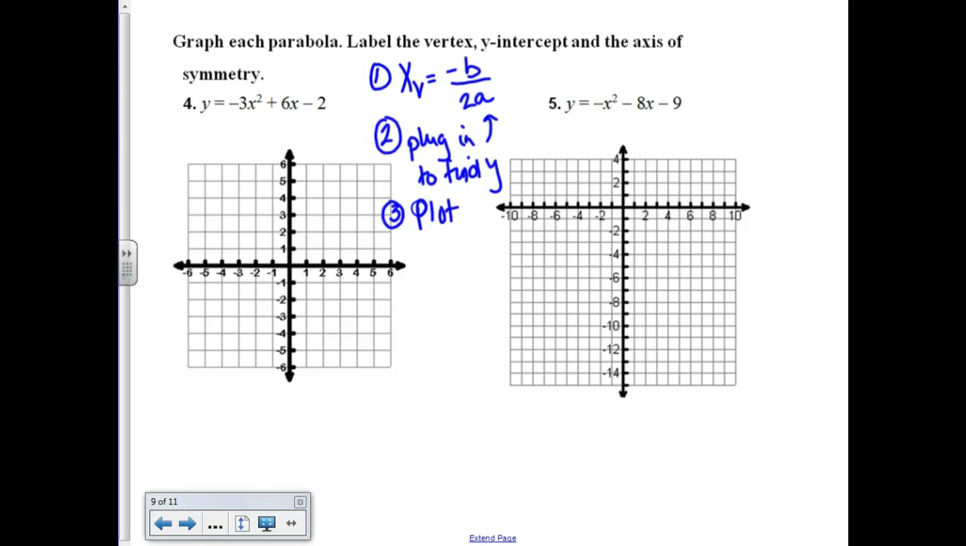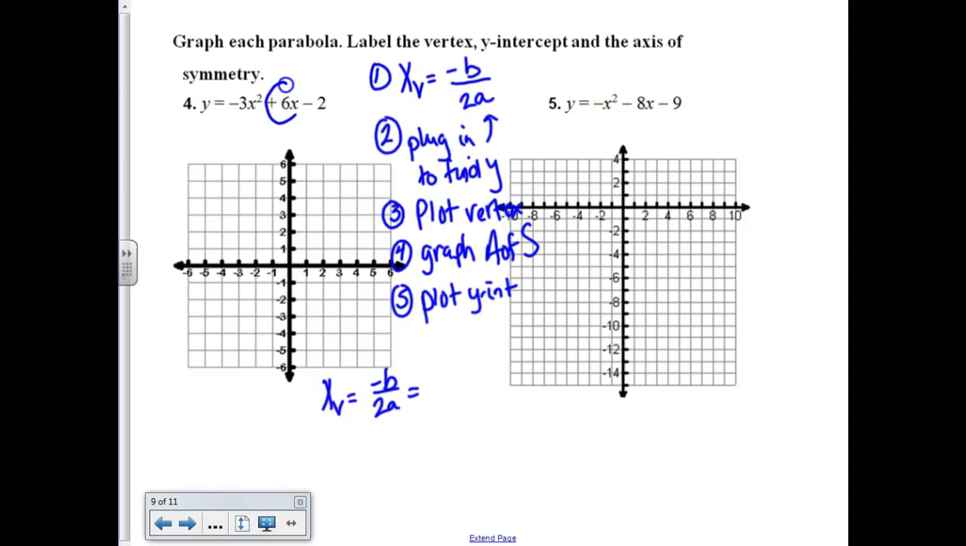Then we're going to plot the vertex. We're going to graph the axis of symmetry. Remember, we abbreviated that with AOS, axis of symmetry. And then we're going to plot the y-intercept. I know that seems like a lot, but it's going to go fast. Once we have that plotted, you'll be able to see the symmetry, and you can graph the rest of your parabola in. All right, first step, let's calculate the x value of the vertex using the formula negative b over 2a.